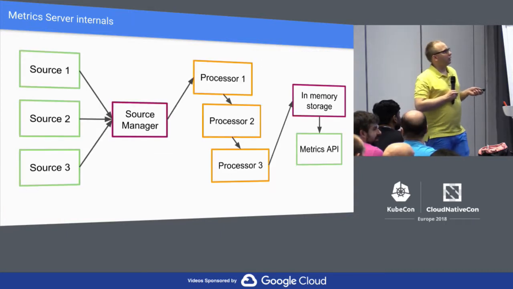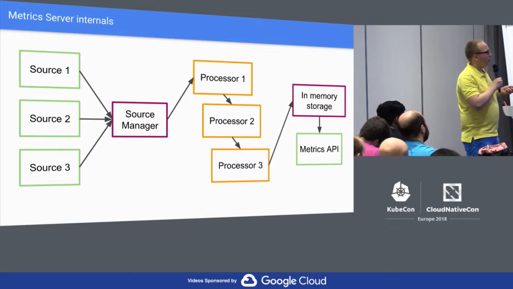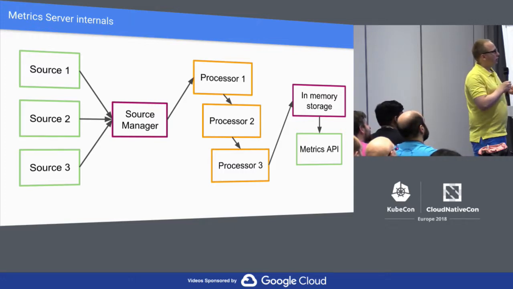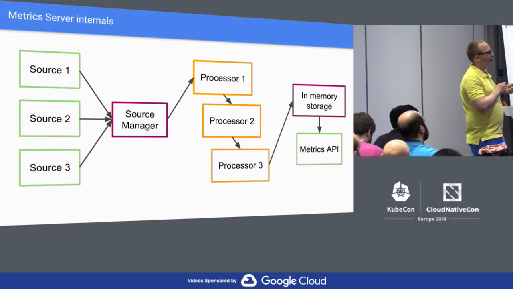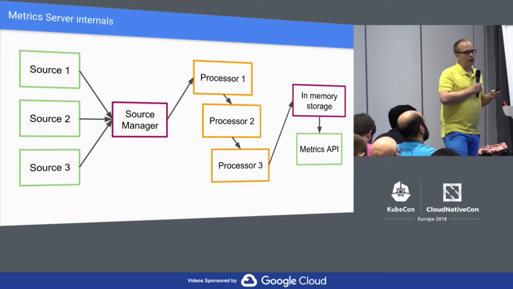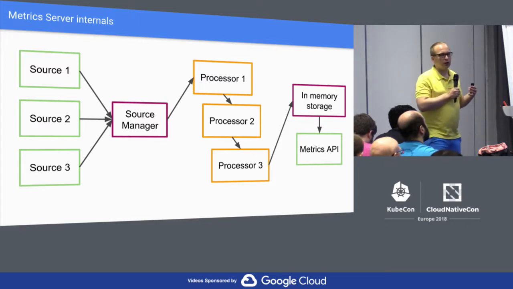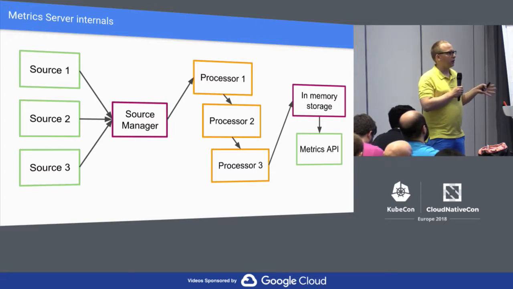So what's going on? What is the flow of data in metric server? So here are sources. So here are nodes. There is a source manager that initiates scraping metrics from every single source and makes sure that in case of timeout, we are not stuck, but rather just moving forward.